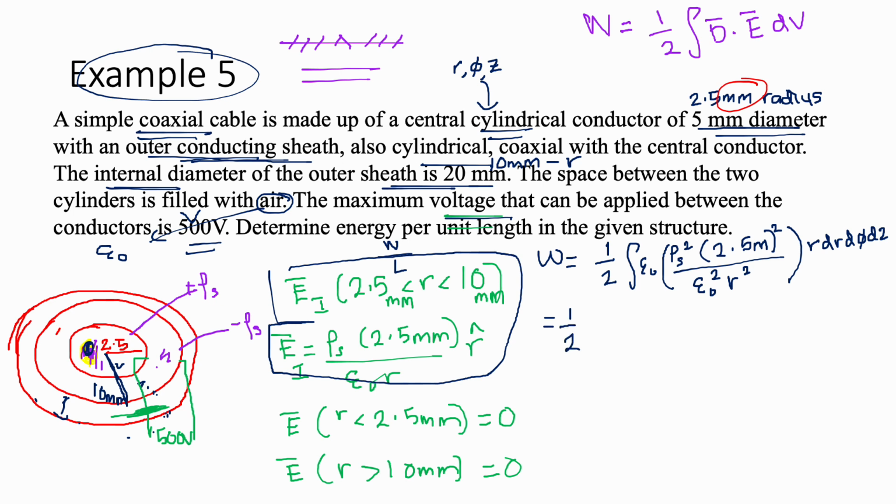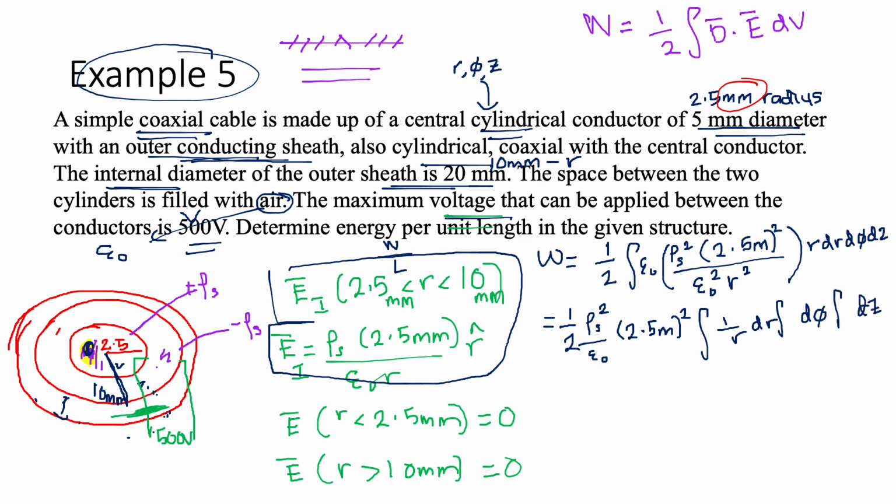So half, and then we can simplify some of the equation. Let's bring all the constants in front. It's going to be rho s squared over epsilon naught, 2.5 milli squared, in front, leaving behind the integrations: 1 over r dr, integration of d phi and integration of dz.